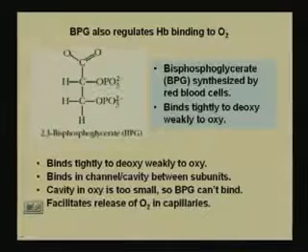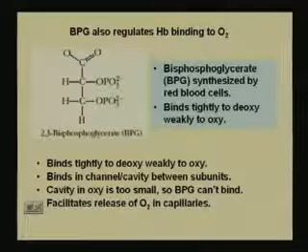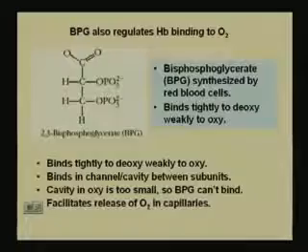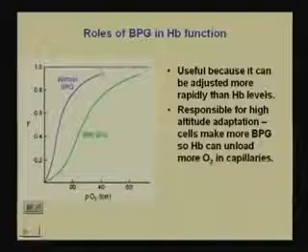Where can this be useful? Where there is less oxygen available. Suppose you are climbing a mountain. There is less oxygen available. BPG is produced in the red blood cells more, so that it binds to the deoxy and you don't need as much oxygen as you would require. Okay? So, that is exactly what happens.